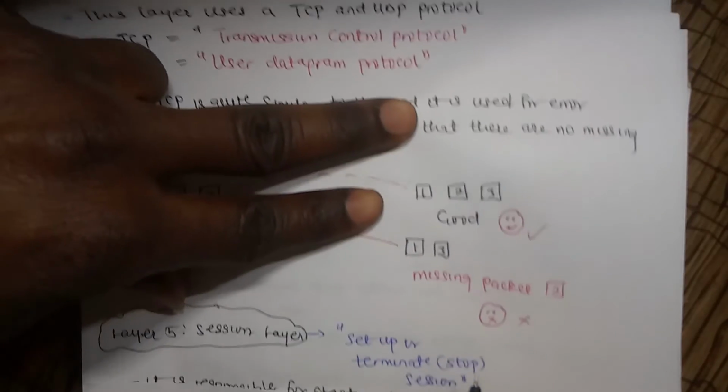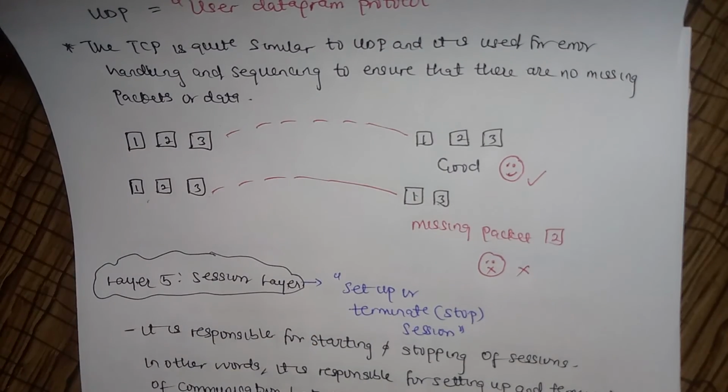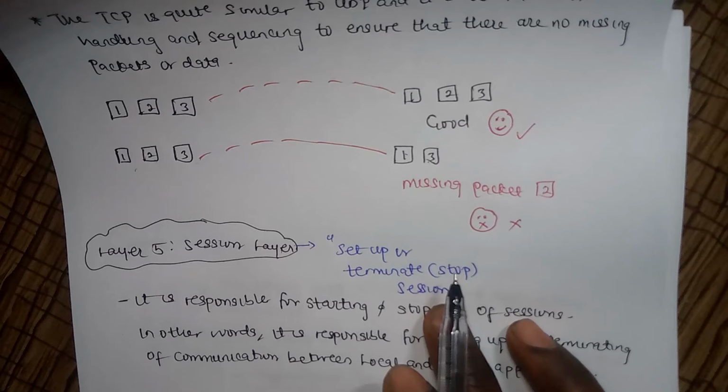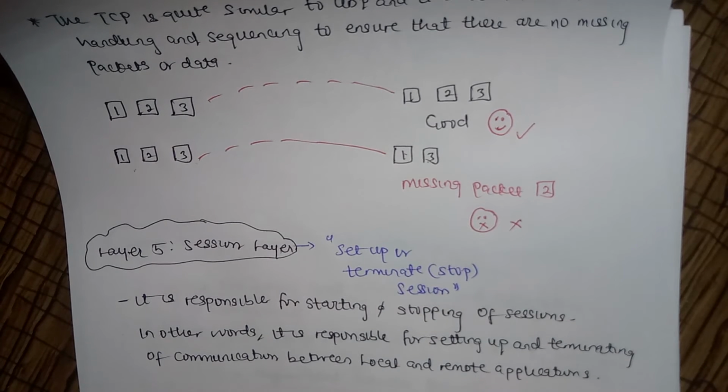Now let's look at the next layer. The next layer is the session layer. The session layer is responsible for setting up or terminating a session. You know, for instance, if you're calling your colleague, definitely there's a time displayed, like, this is the time you spent calling your colleague or your friend, right?